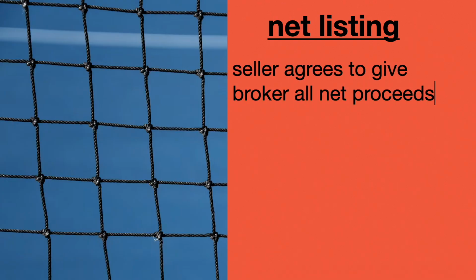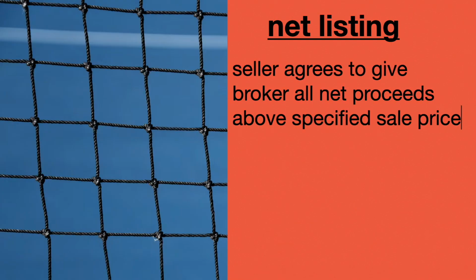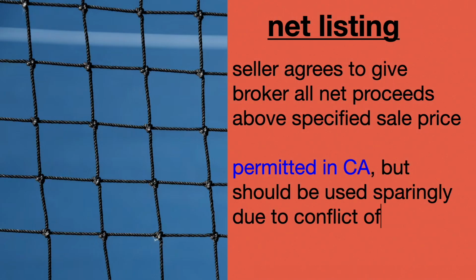A net listing is an agreement in which the seller agrees to give the broker all net proceeds above a specified sales price. Net listings are permitted in California, but should be used sparingly, if at all. These listings pose an inherent conflict of interest that could occur if the listing agent fails to present offers that leave little for commission, even though the offers might meet the seller's needs.